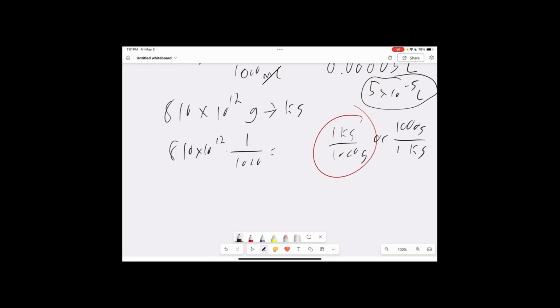And we're going to end up getting 8.10 times 10 to the 6 times 10 to the 12th. Divided by 1,000 is going to be another 3, so that's times 10 to the 7th kilograms.